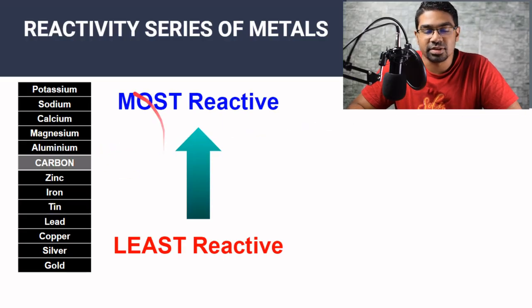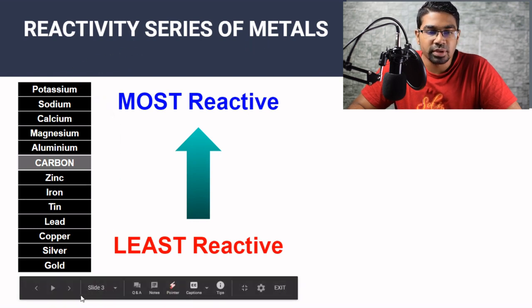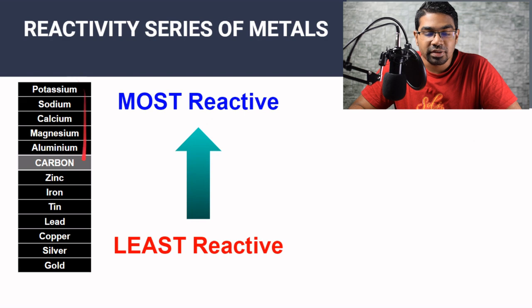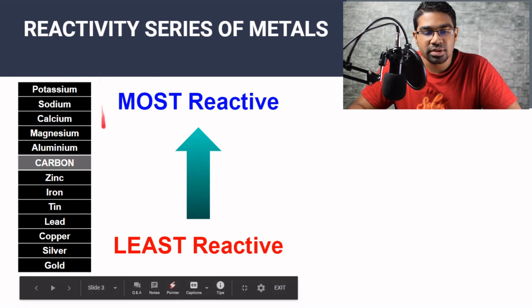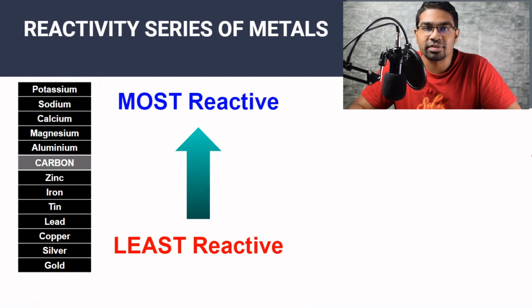This is the reactivity series of metal. As you see, we already have established the position of carbon here in between aluminium and zinc. And once again, the reactivity series of metal is an arrangement of metals from most reactive to least reactive. So going down the reactivity series, the lower the position of the metal, the less reactive the metal.